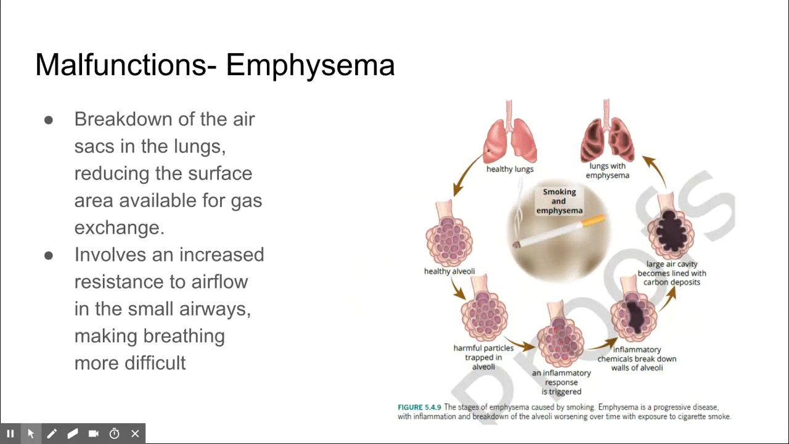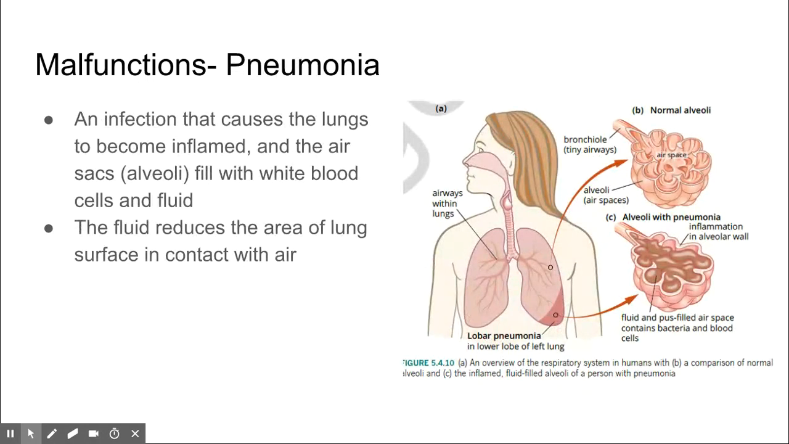Another example is emphysema, where we see the air sacs in the lungs break down, which reduces the surface area for gas exchange. The last one is pneumonia, where the air space that would usually be there is filled with fluid, which also reduces the area of the lung surface in contact with the air.